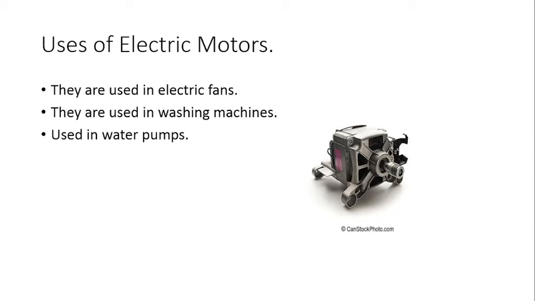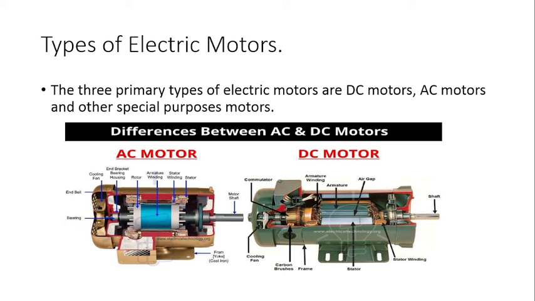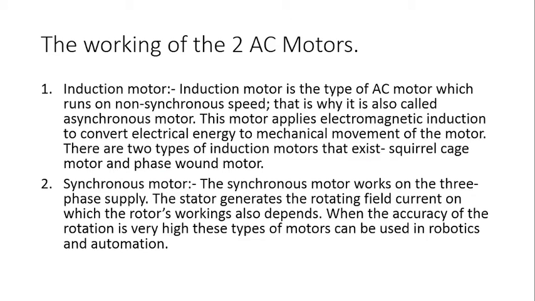Uses of electric motors. They are used in electric fans, washing machines, and water pumps. Types of electric motors. The three types of electric motors are DC motors, AC motors, and other special purpose motors. The working of the two AC motors. There are two types of AC motors, the induction motor and the synchronous motor.